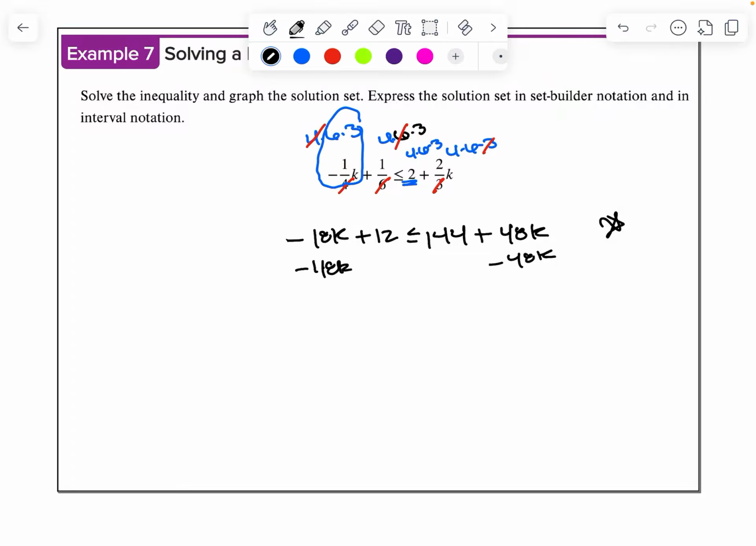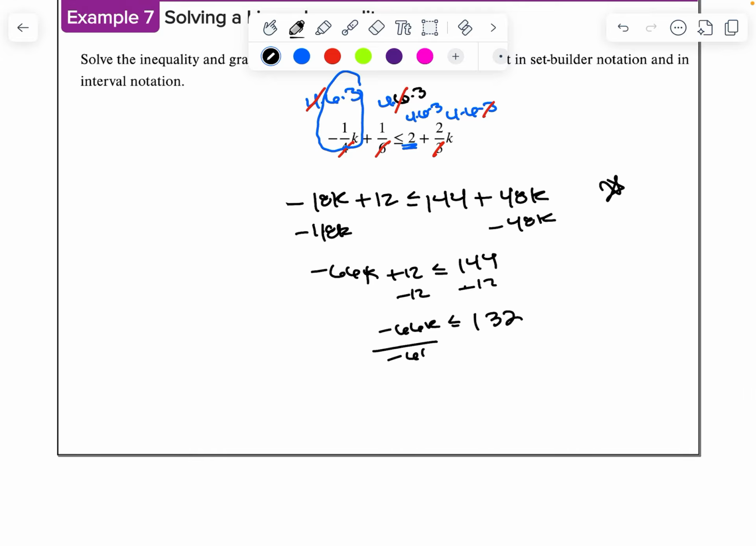Negative 18 minus 48 is negative 66k, plus 12, less than or equal to 144. Subtract the 12. Negative 66k, less than or equal to 132. We ended up in a great situation here where we divide by the negative 66. Remember, if you divide by a negative, your sign has to flip, and that ends up being just a regular negative 2. Great news. We got a nice answer.